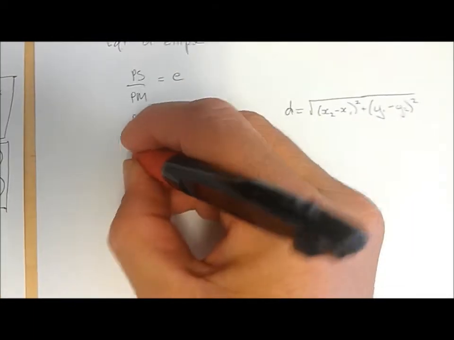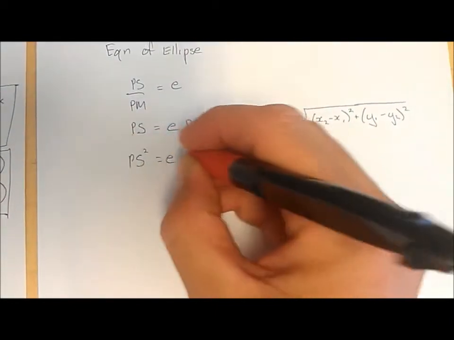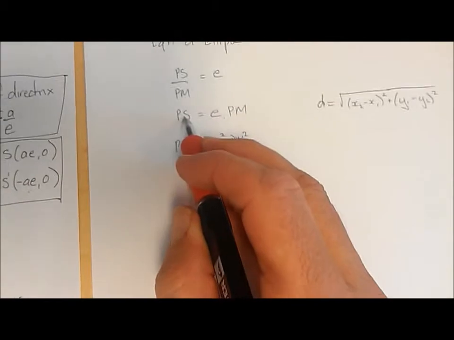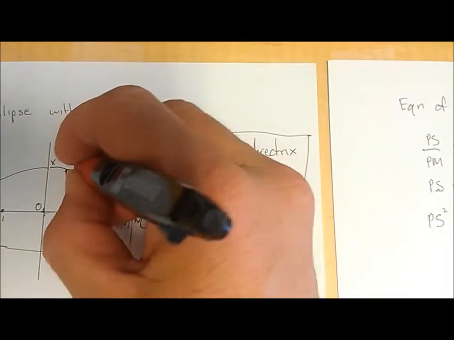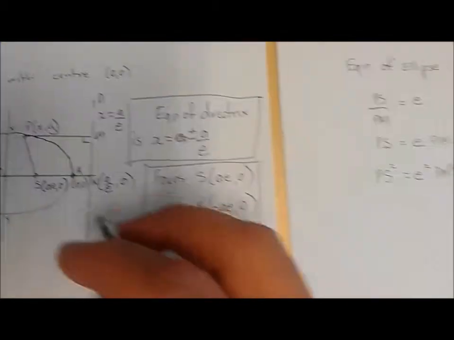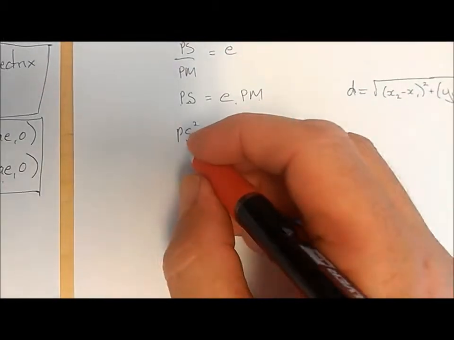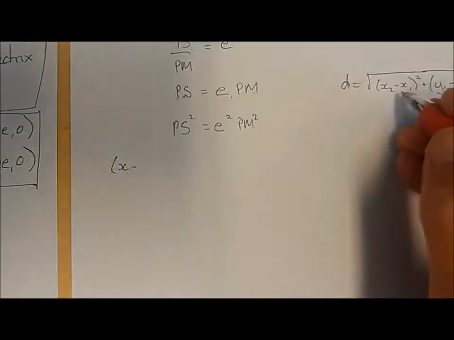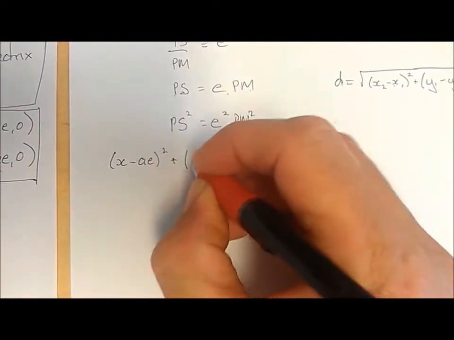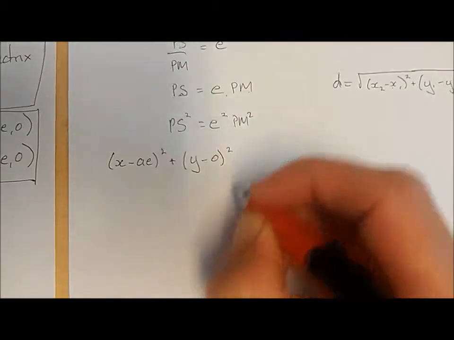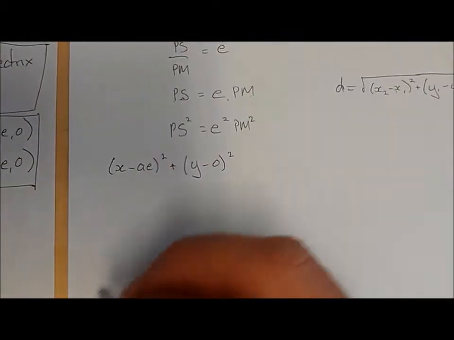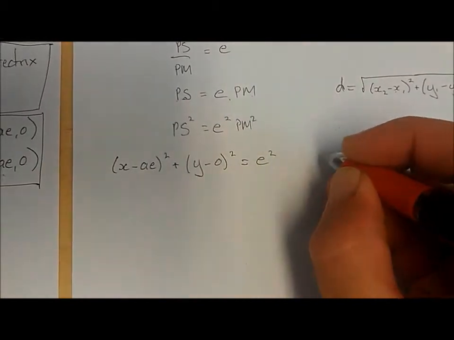So I'm actually going to use this as PS squared is equal to e squared PM squared. And so the distance PS will be the distance from the point P(x, y) back to the focus (ae, 0). So for PS I'm going to get (x minus ae) all squared plus (y minus 0) all squared. That's using my distance formula but squaring it to get rid of the square root, is equal to e squared.